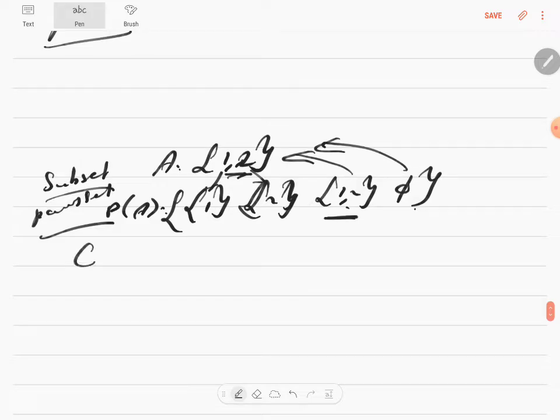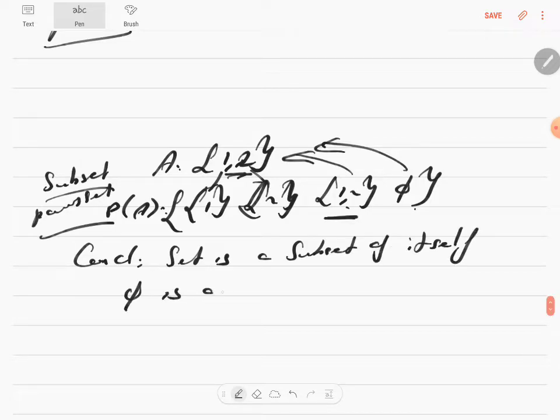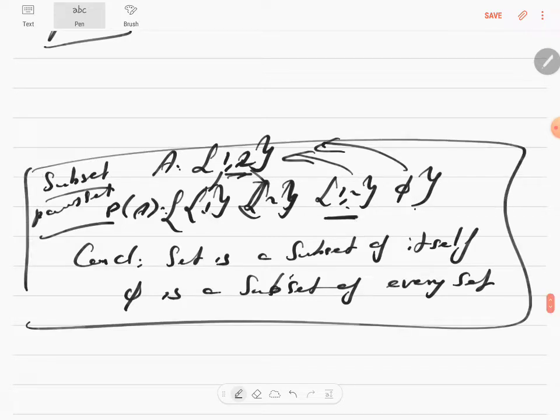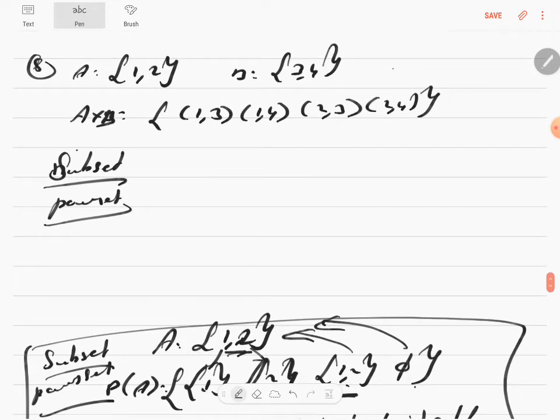What is the conclusion? A set is a subset of itself, and the null set is a subset of every set. Correct? So this is the conclusion. You understood this point, which is very, very important. This is the way you write the subsets. But coming back to this question, how do you write a subset?